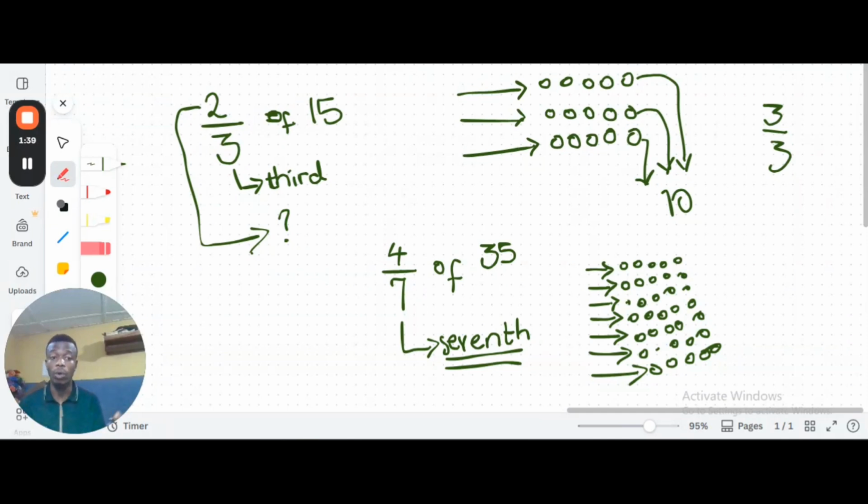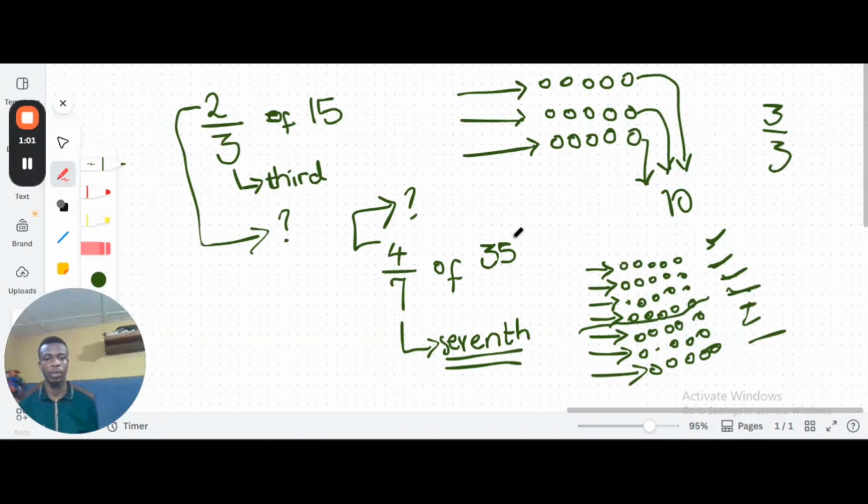Excellent. Are they equal? Yes, they are equal. 5 in each group. Now we have divided 35 into seven equal parts. Seventh, seventh, seventh, seventh, seventh, seventh, and seventh. Okay? Now we're going to take four of these seven equal parts. Right? One, two, three, four. How many parts have we taken in total? So we've taken 20 in total. So 4/7 of 35 is 20.